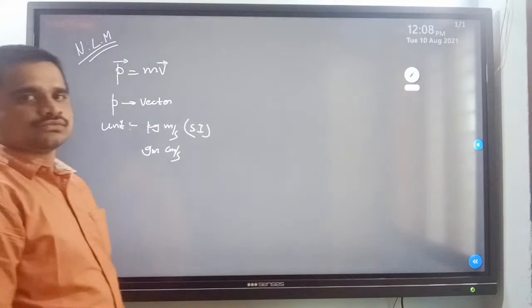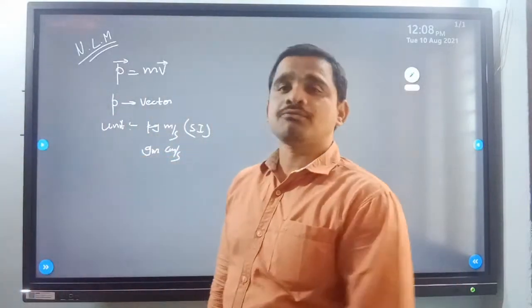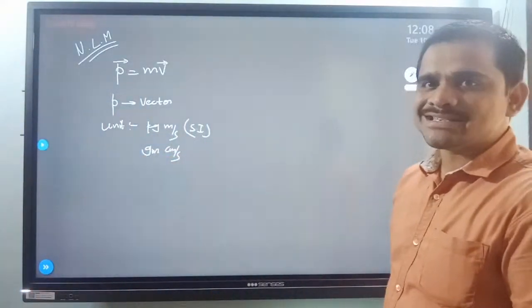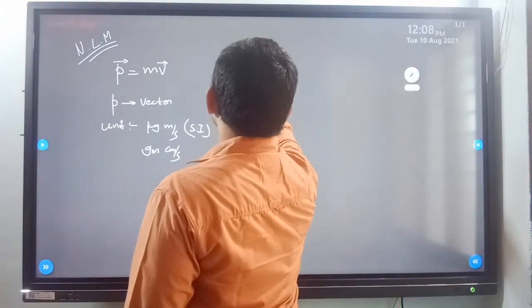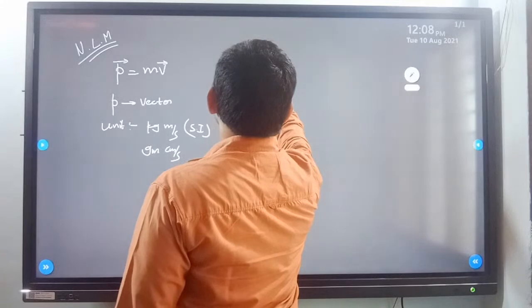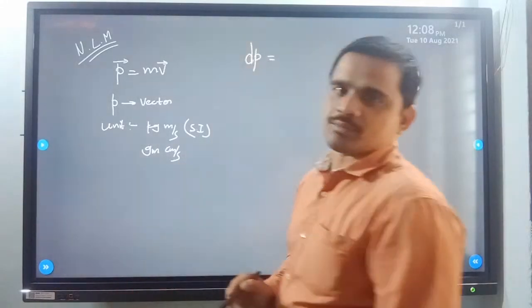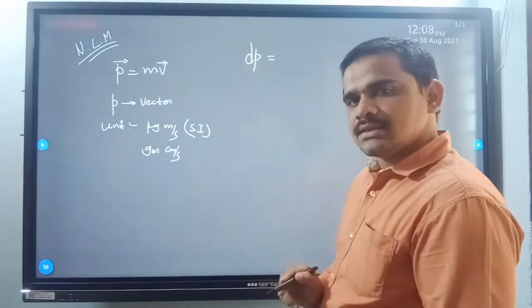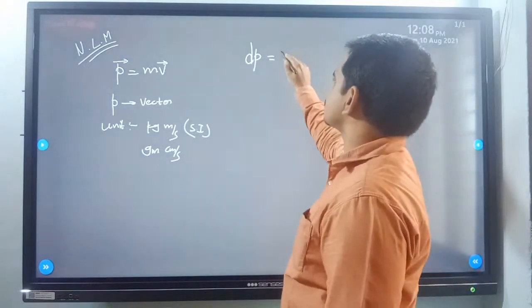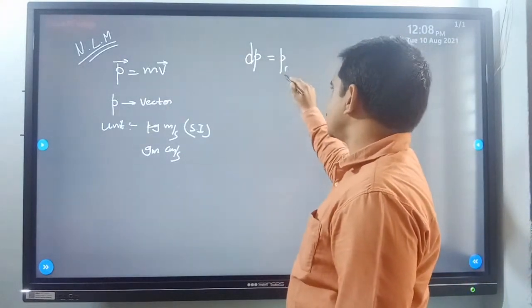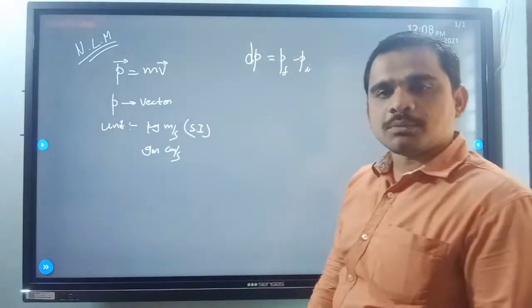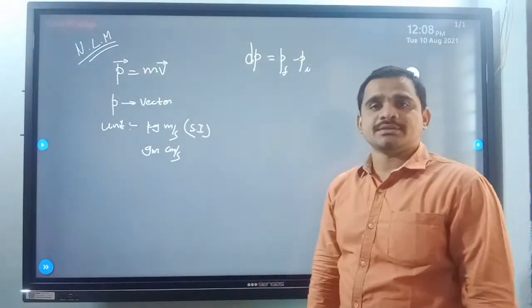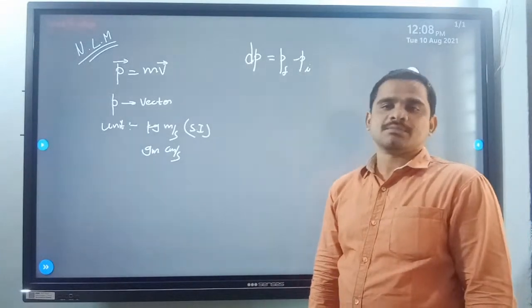Okay, so that's what. Fine, here we have to know one more point: change in linear momentum. What is it? We commonly write dp, which indicates a change in linear momentum. Change in linear momentum is commonly the final momentum minus the initial momentum.